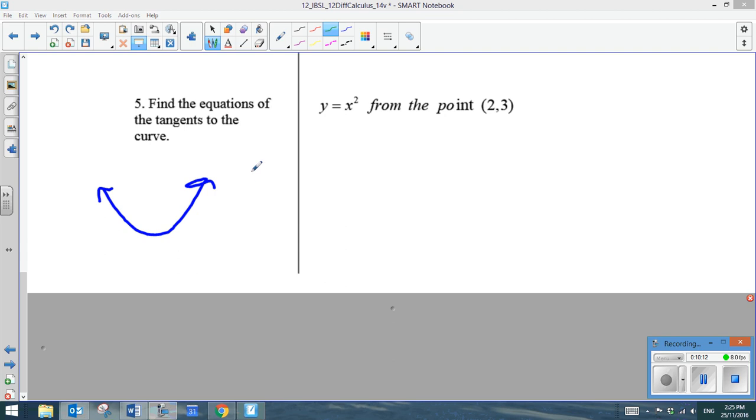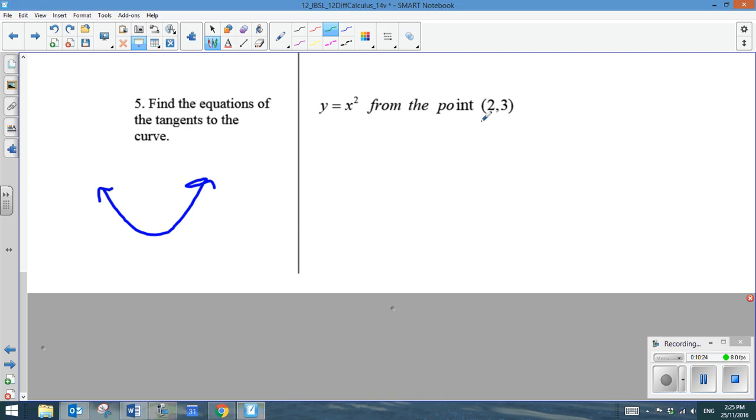All right, guys, so for this last one, it says find the equations of the tangents to the curve, and this one you're given x squared. So if you're given x squared and we're trying to find the tangents to the curve from a point 2, 3, that means that the point 2, 3 is not actually on the curve, so it's sitting somewhere off the curve. And again, this is just a generic example, so you will have to fit it to this specific example here.